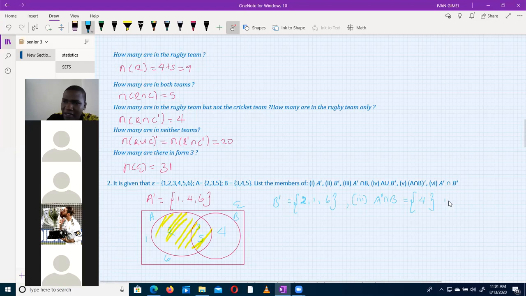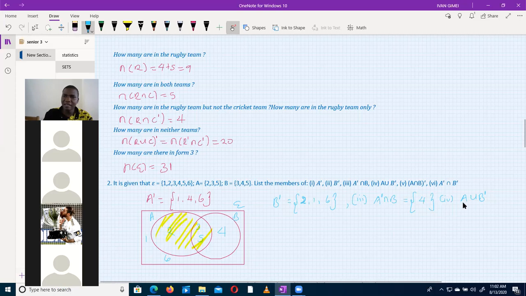Next, that's Roman number 4. We are looking for elements of A union B complement. Who can tell me the elements of that set? 1 and 6. Elements of 1 and 6, A union B complement.